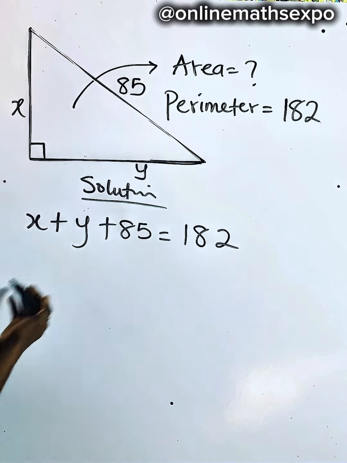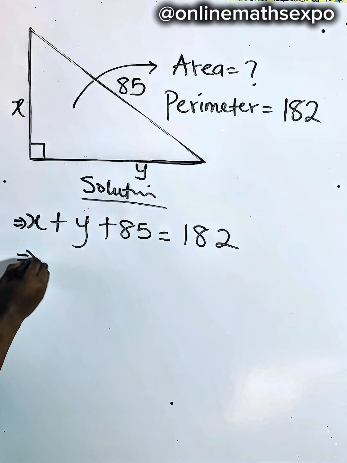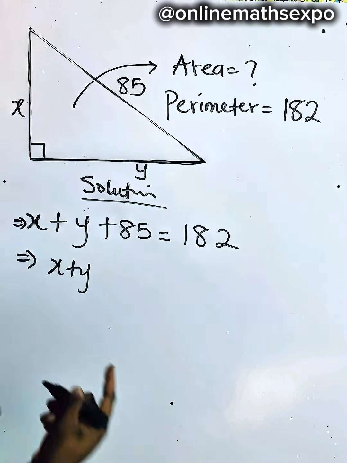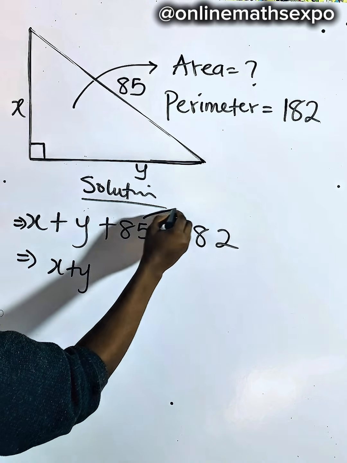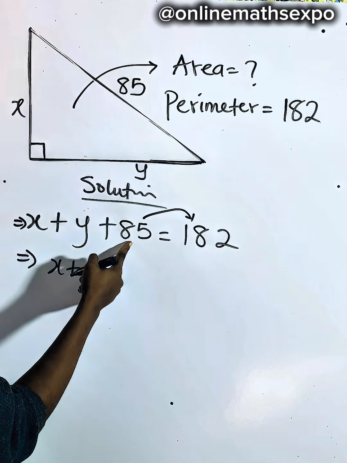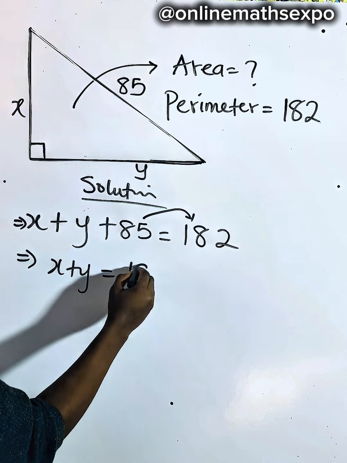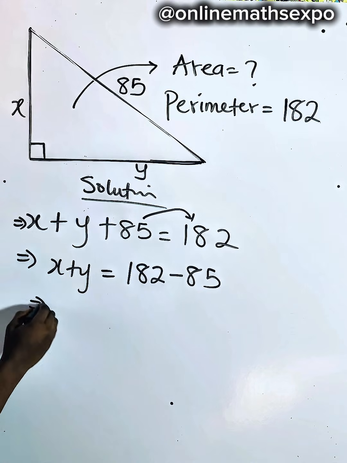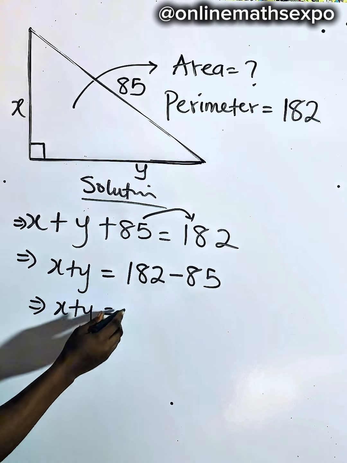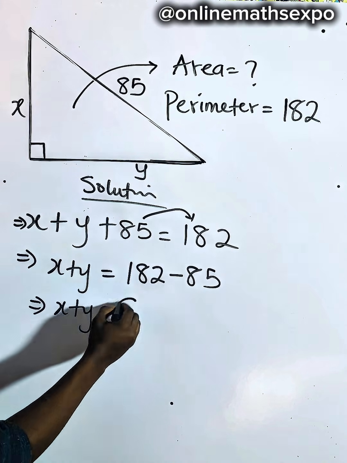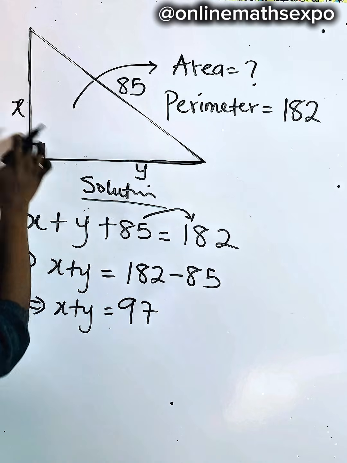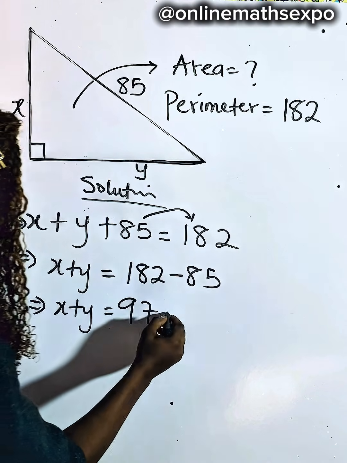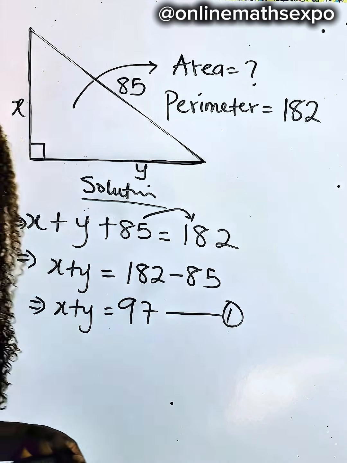So what do you do next? Just simplify. And that gives us X add Y. You would want to remove this, and to do that, you subtract. So we are going to subtract this from both sides. And that gives us, if you subtract here, it becomes 0. So we have 182 subtract 85. So we keep simplifying. X add Y, if you subtract this, it gives us 97. So it means that the two values of these two sides summed give us 97. We are going to leave it as one of the equations that will help us to solve this.